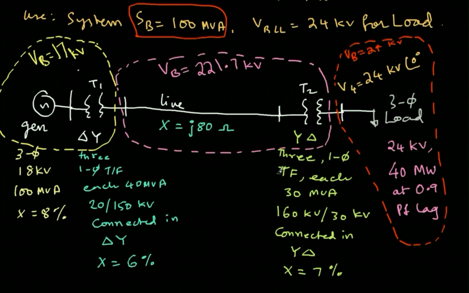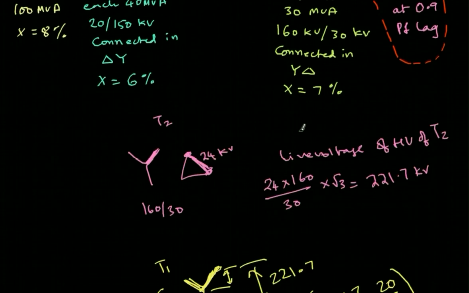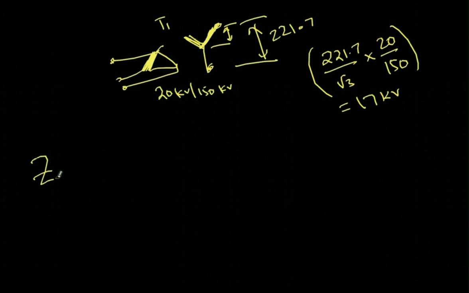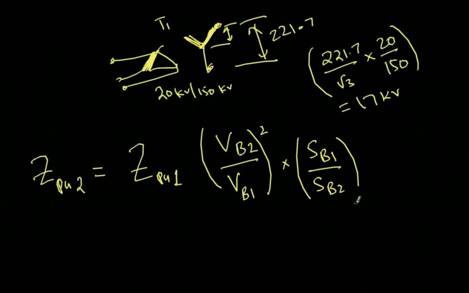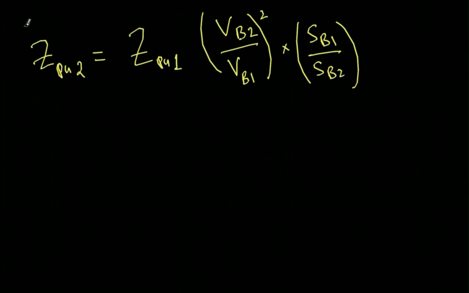Now we need to do some kind of impedance transformations. So 8% on local base, how much it will be on the system base. So for the generator, let's look at generator 0. We all know that Z per unit in the second base will be Z per unit in the first base multiplied by V base 2 by V base 1 square multiplied by S base 2 by S base 1. So I am hoping this is correct, but if this is wrong, things will be difficult. So let me just derive it. So this is just a guess.